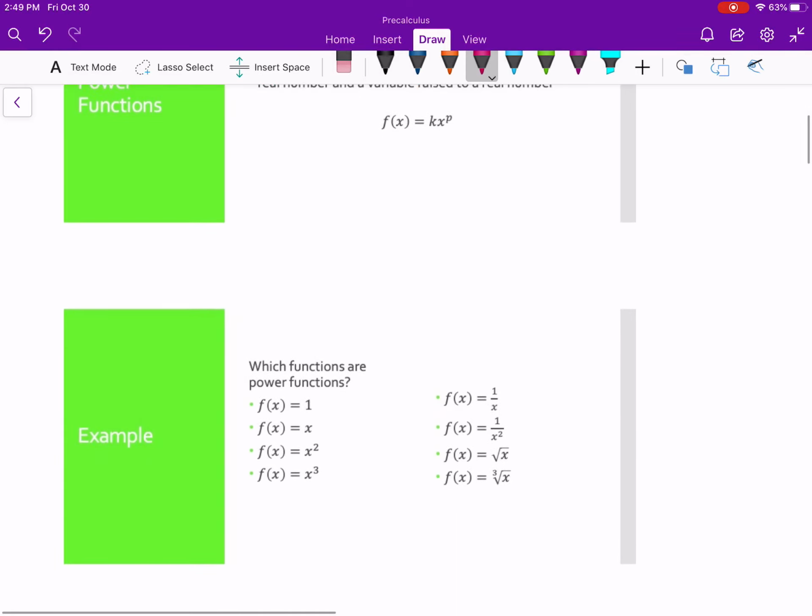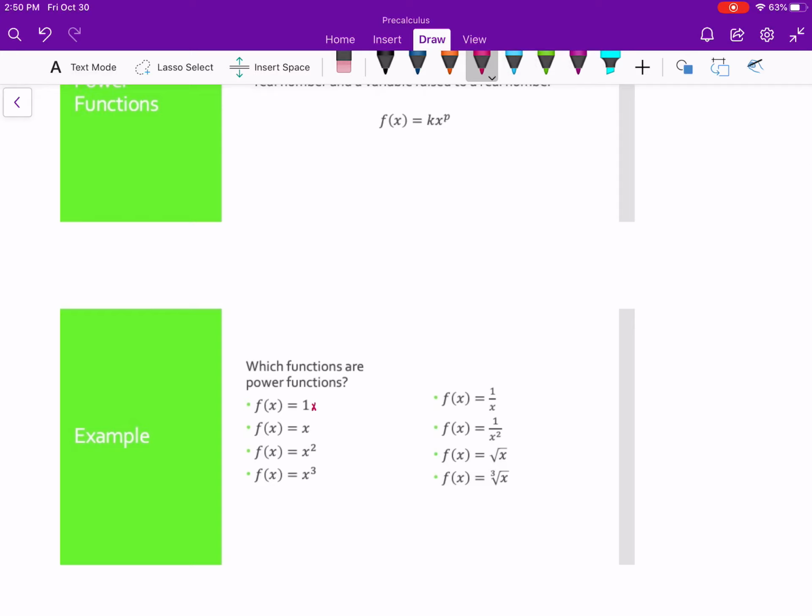So which of these functions are power functions? This first one, f of x equals 1, well, we can technically write as 1 times x to the 0, because we know x to the 0 is just 1 and it doesn't change anything. Then we have a constant multiplied by x to the power of a real number, so that one is good. Second one, f of x equals x. Well, we know that there's a hidden 1 in front here, so we have a constant times an x to this real number. Good. X squared and x cubed work the exact same way as f of x equals x.